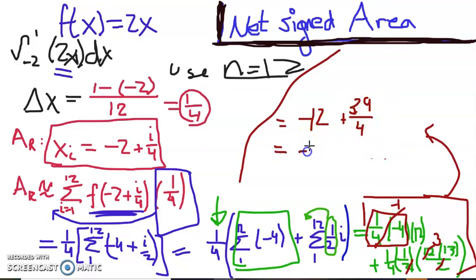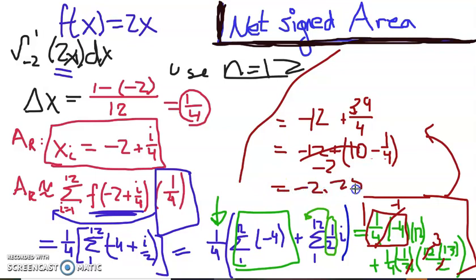Now this is 1 less than 40. So in other words, this is -12 plus 10 minus 1/4. Okay, so this is all just to get the approximation. -12 plus 10 is -2. That's what that is. Minus 1/4. So in other words, we have -2.25.